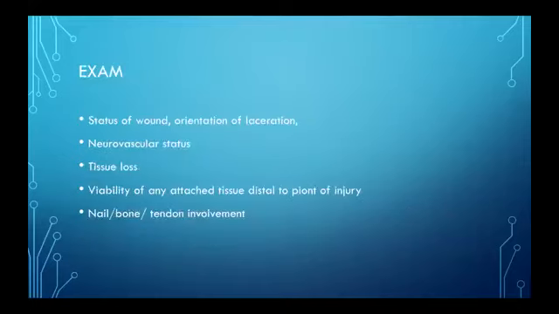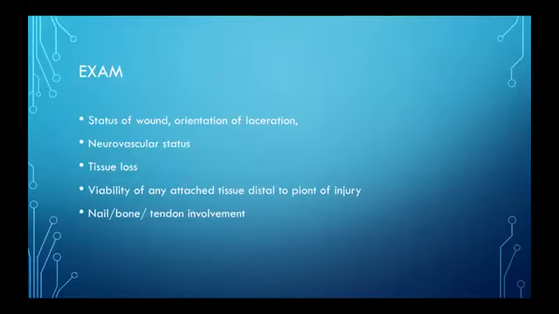And on examination, you want to know the status of the wound, the orientation of the wound laceration, and neurovascular status, tissue loss if any, and the orientation of the tissue loss, because then that has implication on what reconstructive procedures you can carry out, regardless of the size of soft tissue loss. Viability, if any, of attached tissue distal to the point of injury, and of course, whether there's involvement of the nail plate, the bone, the tendon.